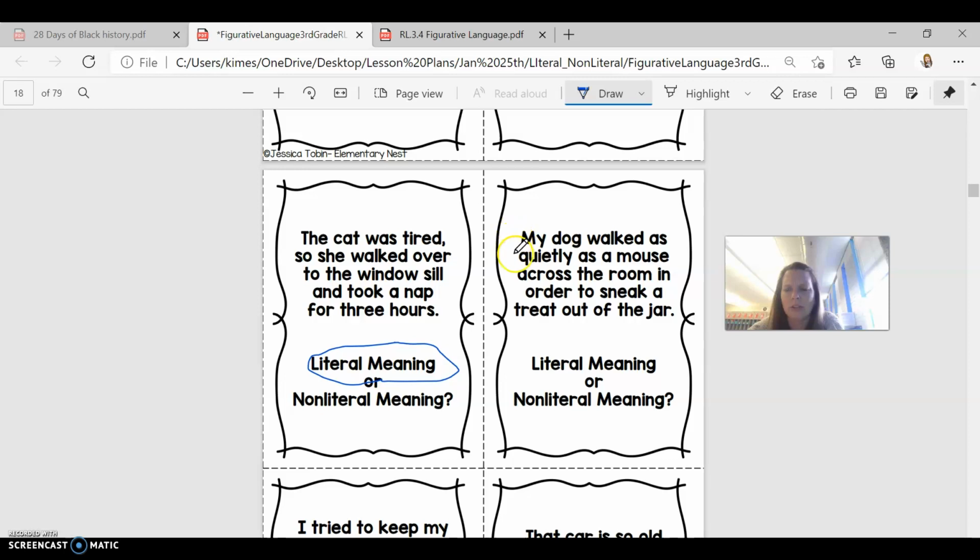My dog walked as quietly as a mouse across the room in order to sneak a treat out of the jar. So can a dog walk as quiet as a mouse? I think you're right. Non-literal. Good job, scholars. All right, we're going to go to the next slide in the Nearpod and practice this some more.